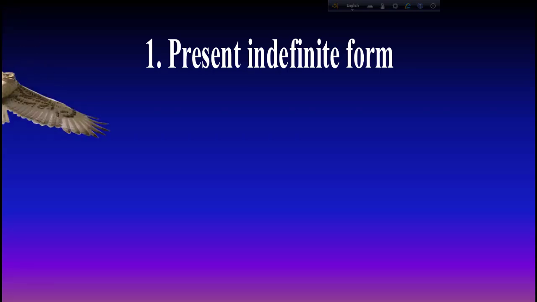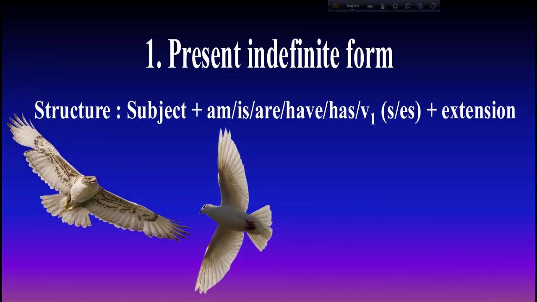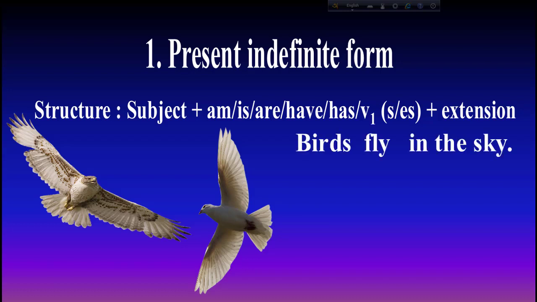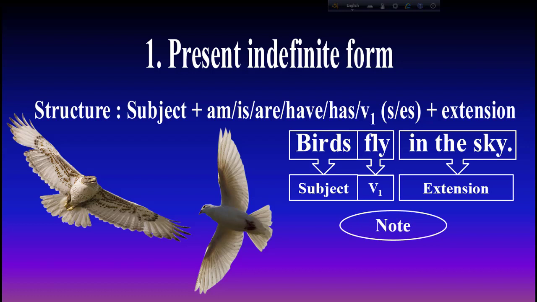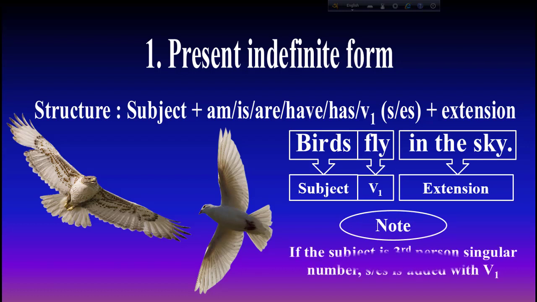Present indefinite form. Structure: subject plus am, is, are, have, has, verb 1 with s or es plus extension. Birds fly in the sky. Subject, verb 1, extension. In here, a note: if the subject is third person singular number, s or es is added with verb 1.